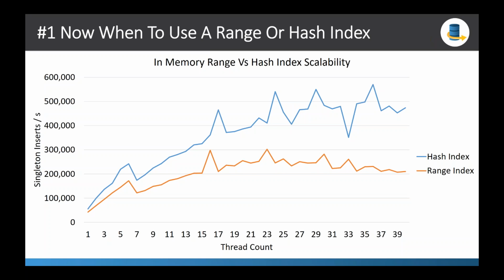The first point is that with the in-memory engine there are two types of indexes: a range index and a hash index. A hash index is used for point lookups. If you try to use it for a range scan, the entire index will be scanned from beginning to end. For certain use cases it is better: it's better for singleton inserts and also point lookups. Whereas, as the name suggests, the range index is much better for range scans. Surprise, surprise. This graph illustrates that we get much better scalability with the hash index than the range index for singleton inserts.